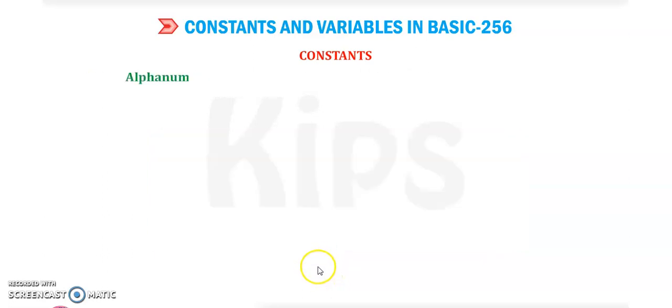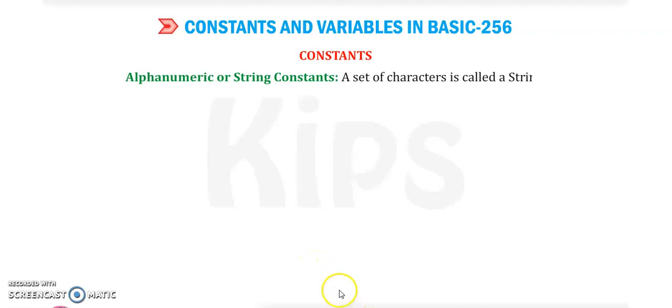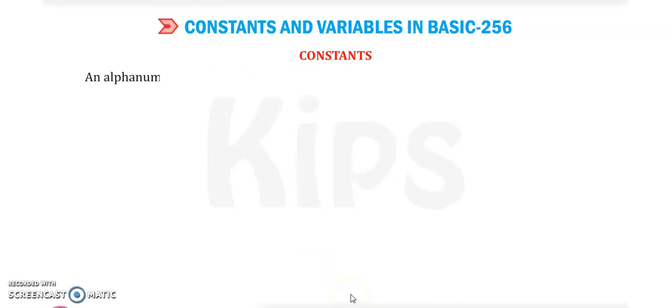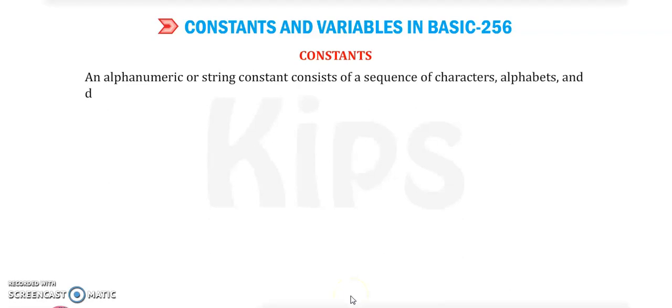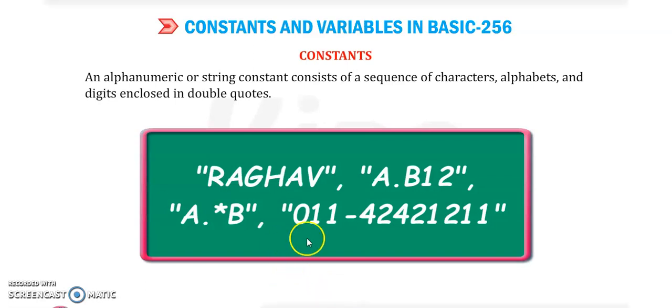Now the next type is alphanumeric or string constant. A set of characters is called a string, and alphanumeric or string constants consist of a sequence of characters, alphabets and digits, included in double quotes. If we write any name in double quotes, it is an alphanumeric constant. In an alphanumeric constant, we can use text as well as numbers. If we write in double quotes, it will make a string.